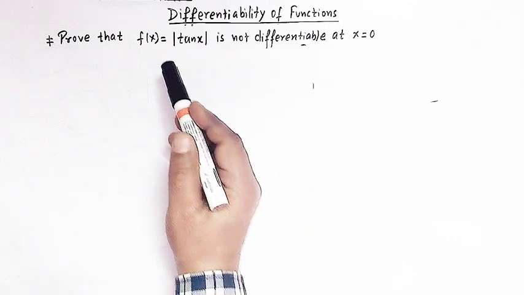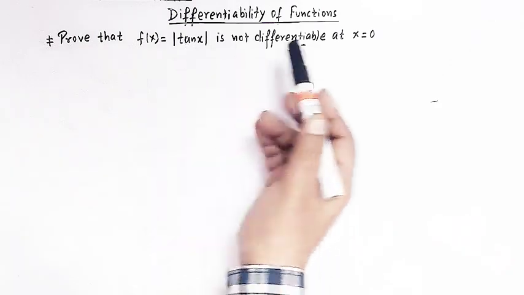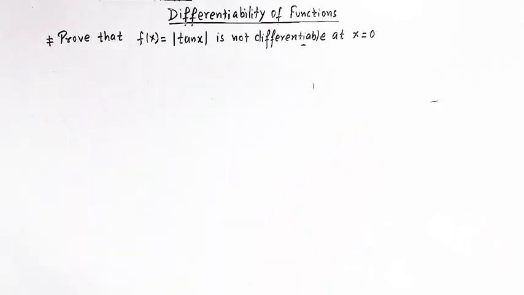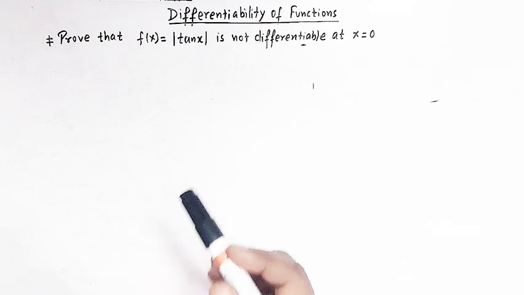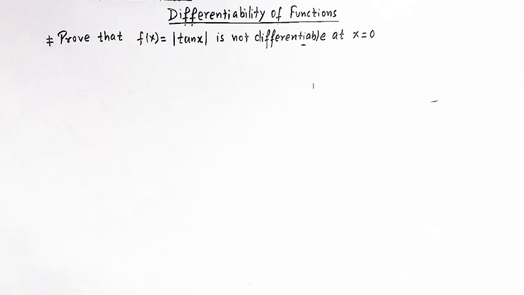So to prove that this function is non-differentiable at x is equal to 0, we have to first calculate the value of the left hand derivative and the right hand derivative, and then we can draw the conclusion that this function is not differentiable at x is equal to 0.